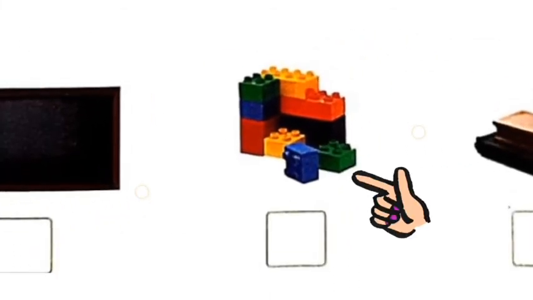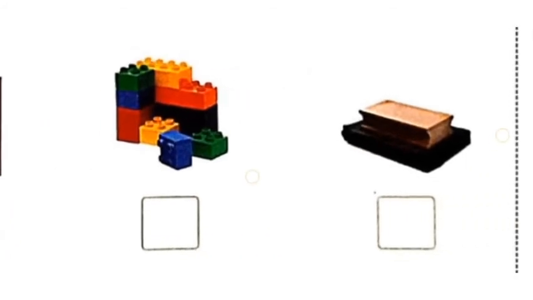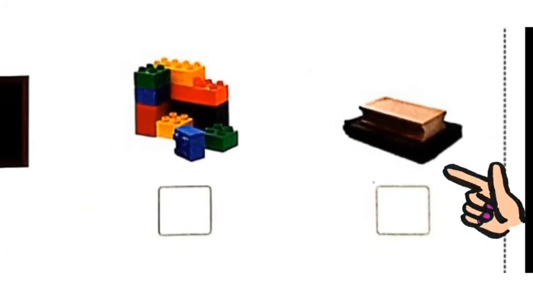Now here are some blocks. They are in our class, so we will tick in the box. Now this is a duster. It is in our classroom. Yes, so we will tick in the box.